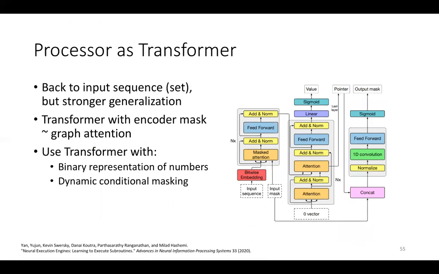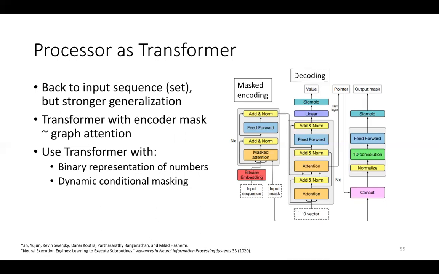The final architecture is the processor as a transformer, which is expected, right? So it doesn't treat the input as a graph anymore. Rather, it treats it as a set, because a transformer works on sets. And here, they use an encoder mask to make the set like a graph, because when you mask some node, it means you're assuming that the other nodes have some relationship. And the authors used this idea to apply the transformer on graph combinatoric problems.